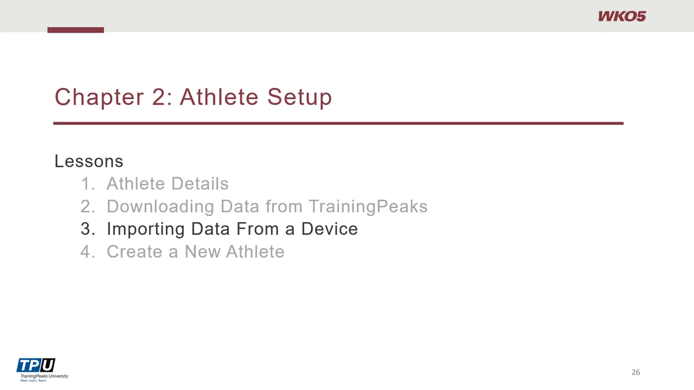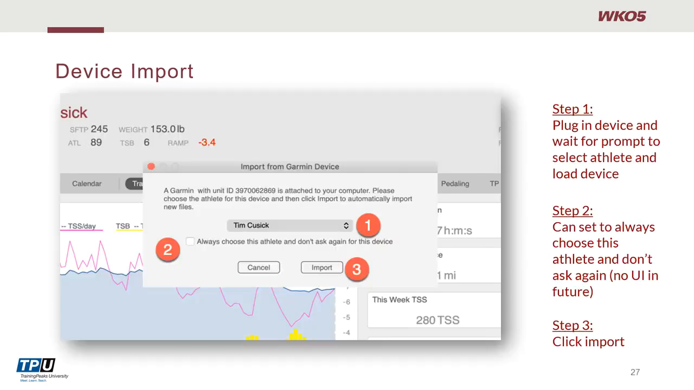All right, let's move on to Lesson 3, Importing Data from a Device. Again, a pretty simple process. Just at first, plug in your device and wait a couple of seconds as your computer recognizes it. Once the device is recognized, this little user interface, or UI, will pop up. It'll tell you here a Garmin device is associated with a specific ID. And here, if you're a single athlete user, it'll have your name.